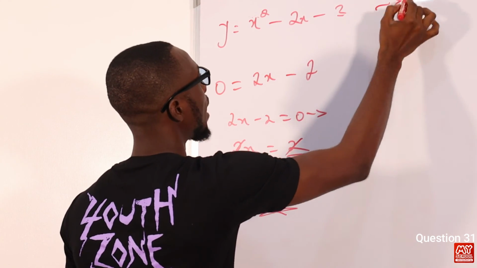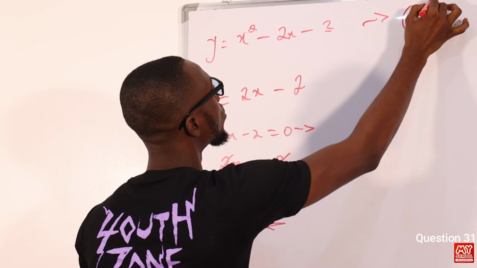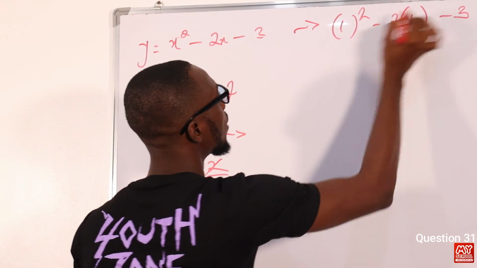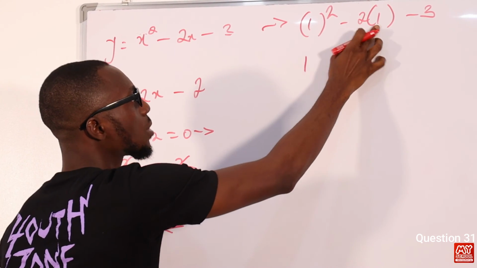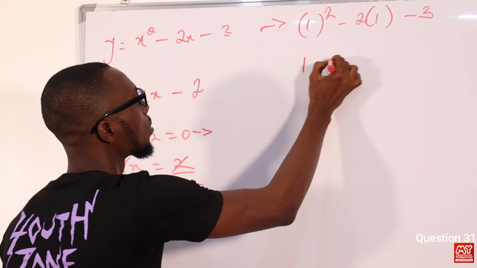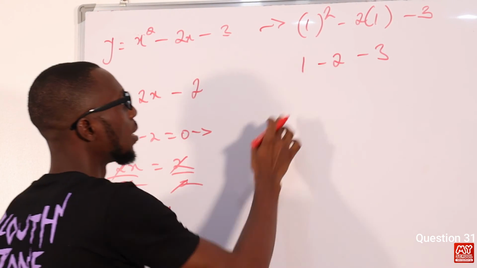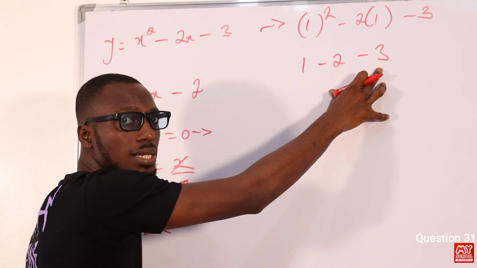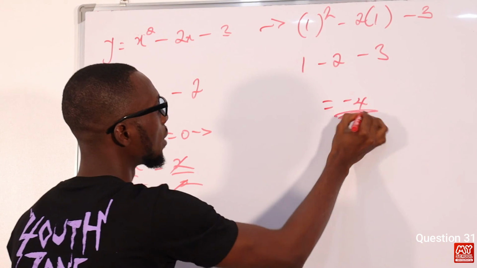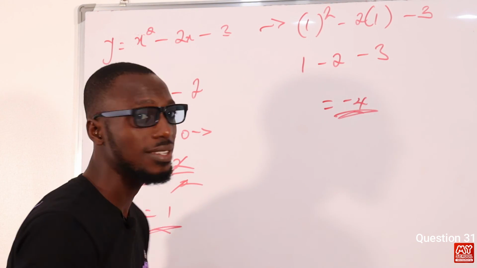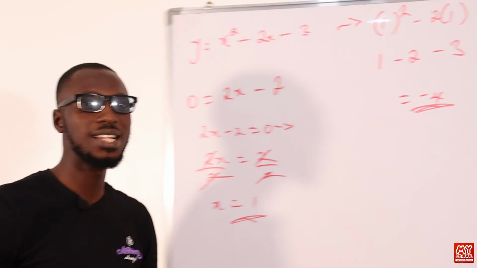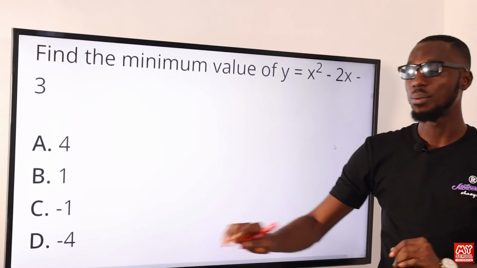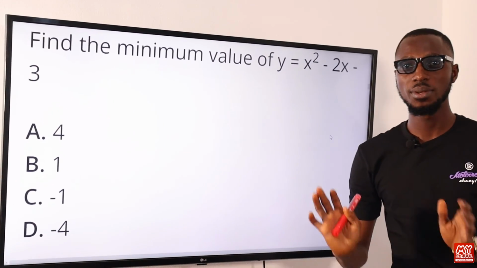So that implies that will be 1 raised to the power 2, okay, minus 2 into bracket 1, minus 3. 1 raised to the power 2 is still 1. 2 times 1, that is 2. Then we have minus sign. Then we have minus 3. 1 minus 2, that is minus 1, right? Minus 3, that is minus 4. So this is what we are looking for. So our answer is minus 4. Let's go back to the screen to select where we can find the value minus 4. So which of the options can we find that in? Option D. Option D is the super correct option.